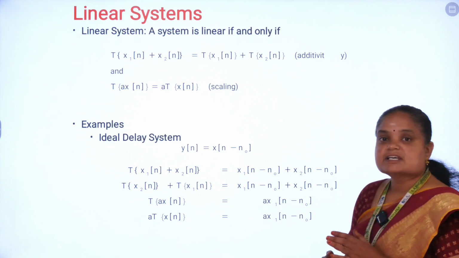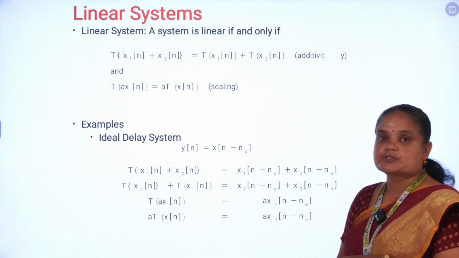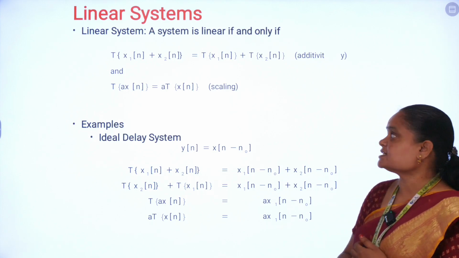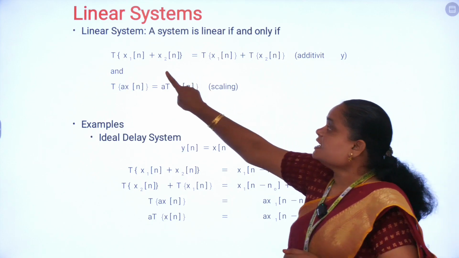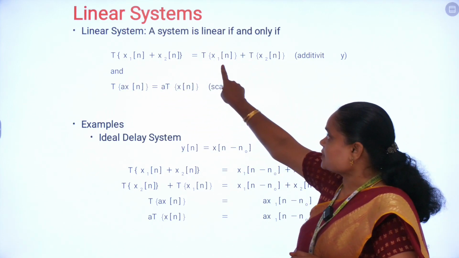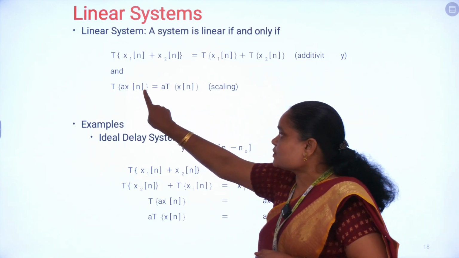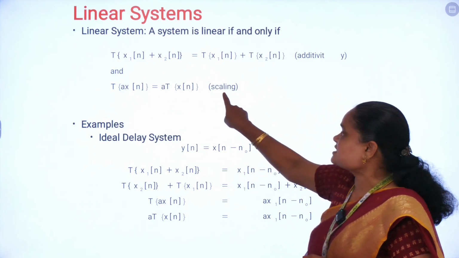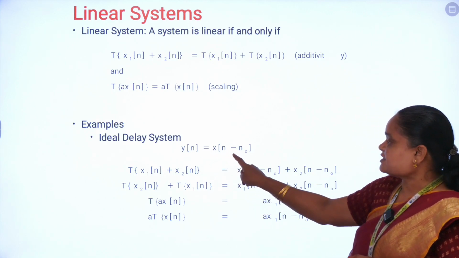And then when is a system called a linear system? We know that if the system satisfies the superposition principle, we call the system a linear system. So a system is linear if and only if it satisfies T of x1 of n plus x2 of n is equal to T of x1 of n plus T of x2 of n. And T of a x of n is equal to a T of x of n. This is called scaling.